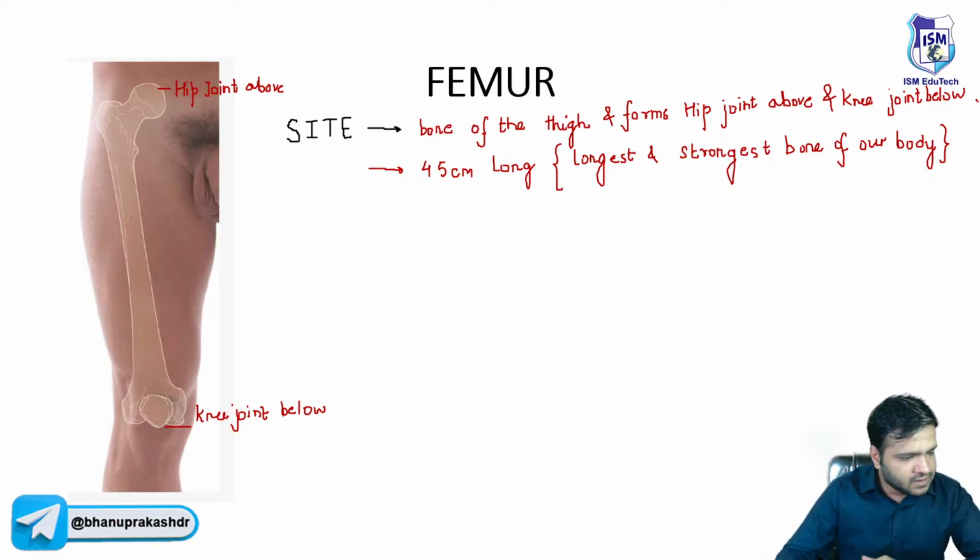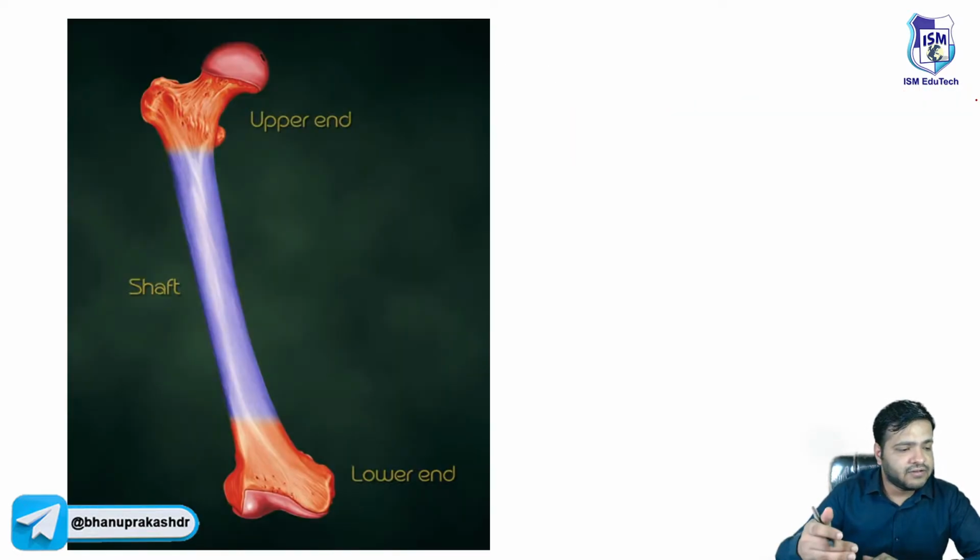I hope the site is clear to each and everyone. You have to remember that it is the bone of the thigh forming the hip joint above and the knee joint below. It is the longest bone, approximately 45 centimeters, and it is the strongest bone of our body also. Apart from that, beta, let us now discuss the general features.